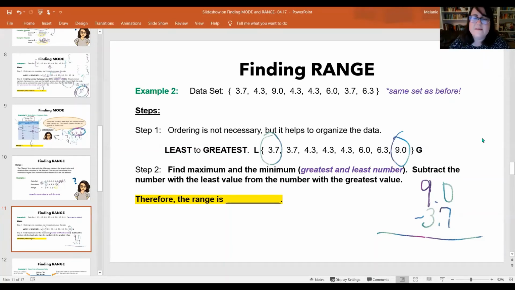Guys, let me give you a hint. This is the same thing as subtracting 90 minus 37. It's just going to have 1 decimal point, okay? Down at the bottom, the decimal point, you line them up, and they drop right down. So don't get freaked out by the decimals, okay?